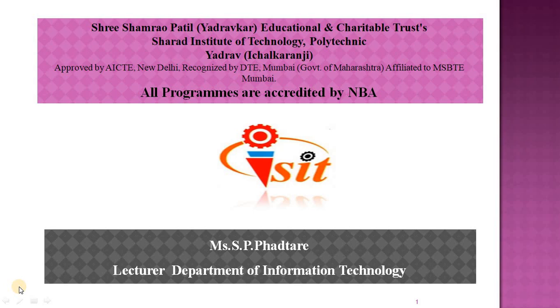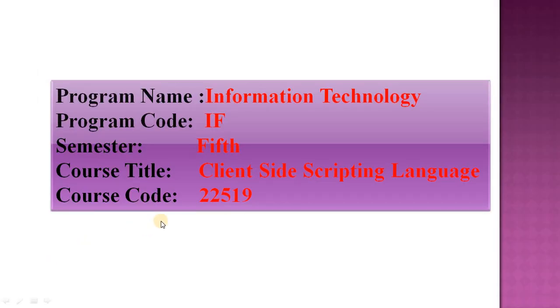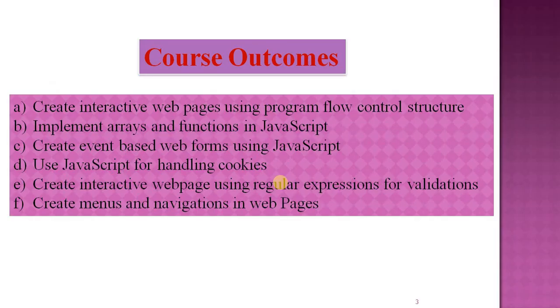Good morning class. Today we are going to discuss the syllabus of CSS. CSS is the fifth semester elective subject. CSS means client-side scripting language, and the course code of this subject is 22519. Next, first of all, we will see the course outcome.